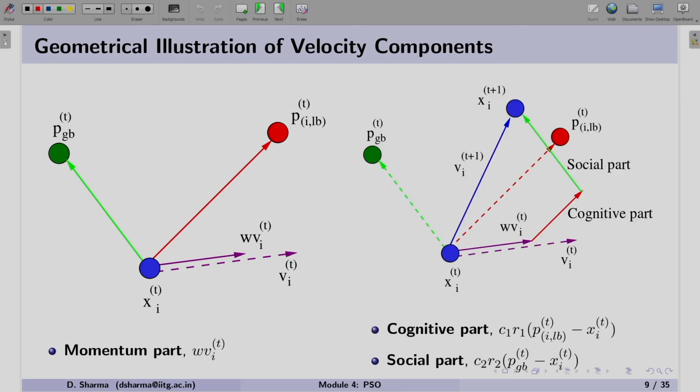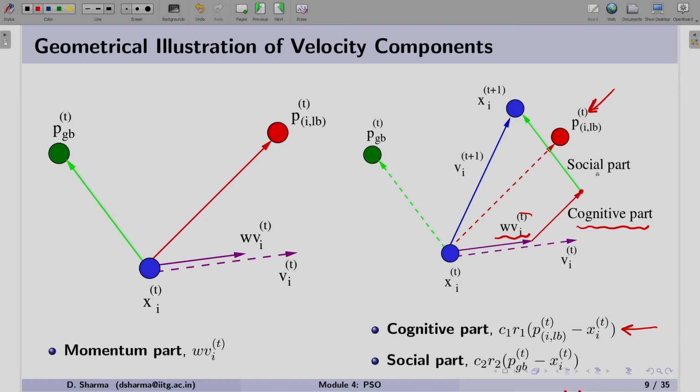Now, let us see the other components. Since we know the first part is the velocity part or the momentum part, in this momentum part we add our cognitive part. This cognitive part, as you can see at the bottom, is calculated with respect to its local best. Looking at this local best, in the direction parallel to it, we are adding a small component. So, we will get this.